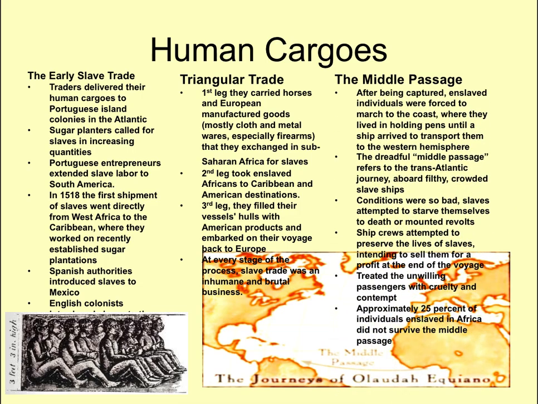The Middle Passage, that is what they call going from Africa to the Americas. So after being captured, enslaved individuals were forced to march to the coast where they lived in holding pens until ships arrived to transport them to the Western Hemisphere. So pretty much they capture you, you're waiting for the ship to get there.